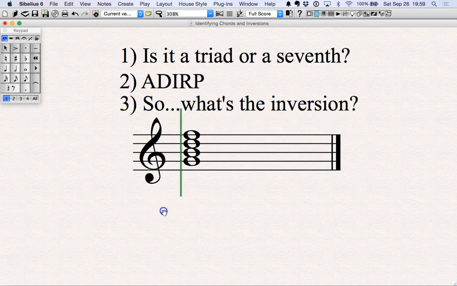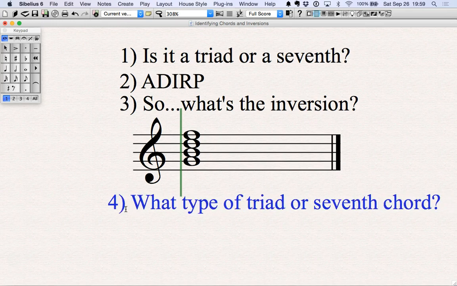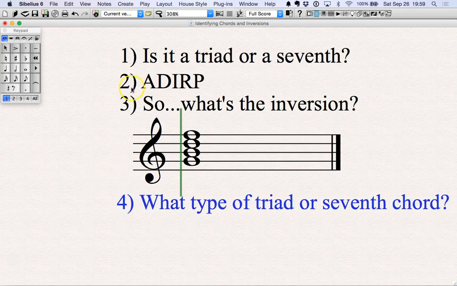Okay, and finally the last step, move that down here, is what type of triad or seventh chord. Now you could do number 3 and 4 in reverse order. You could do number 4 first, and then do number 3.